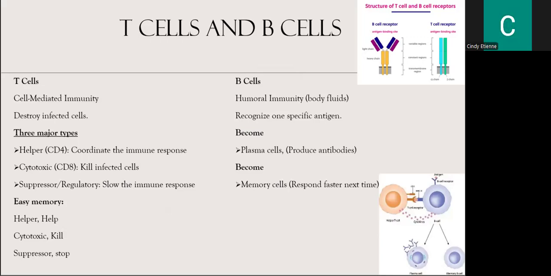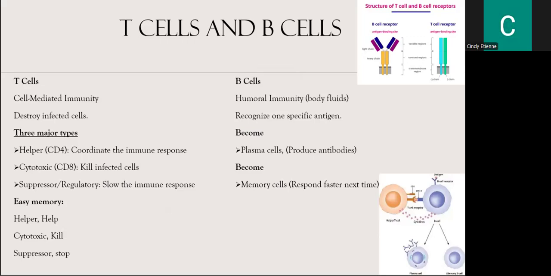So memory T cells stay behind so the body can respond much faster the next time, right? Once the infection is under control, regulatory or suppressor T cells help slow the immune response to prevent unnecessary damage to healthy tissues. B cells provide humoral immunity. Humoral immunity is the part of the immune system that uses antibodies to fight germs in body fluids. So remember, B cells, body fluids, such as blood and lymph.